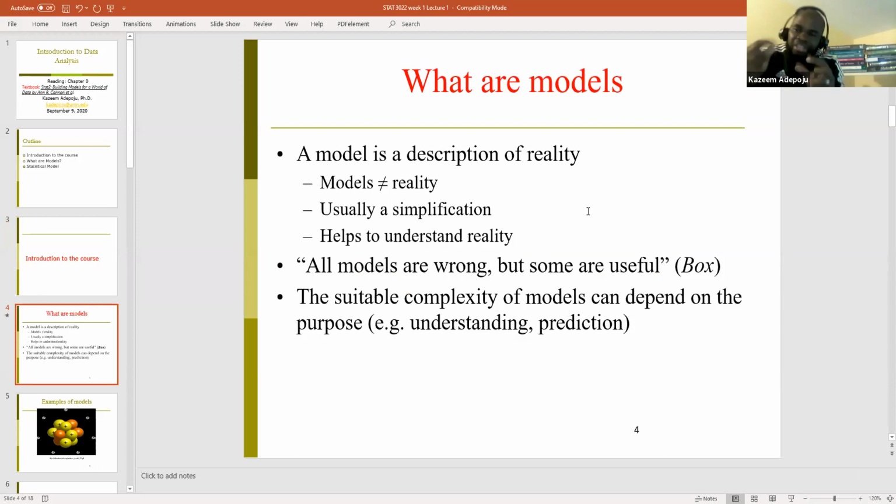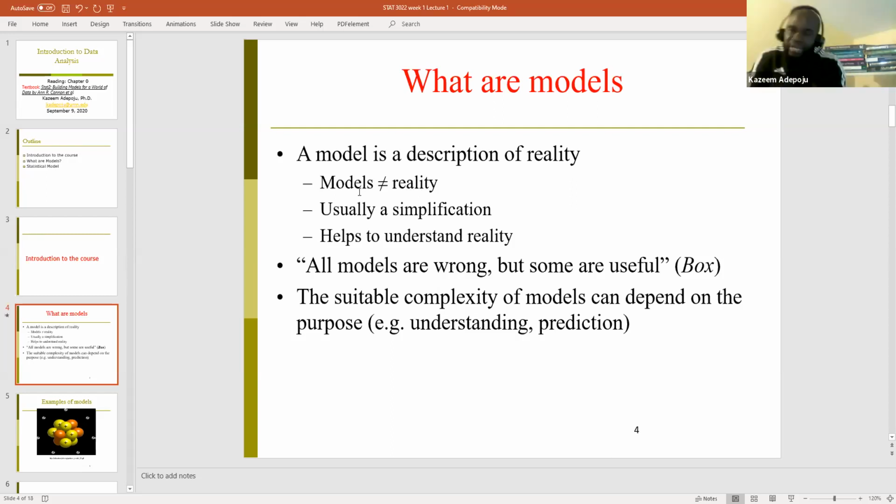When I want to depict reality using mathematical expression, that is what we call a model. That's exactly what we call a model. Which means in a way, we want to simplify reality. In the process of simplifying reality, there could be a loss of generality. There could be information loss. And because of that, a model is not the same as reality.